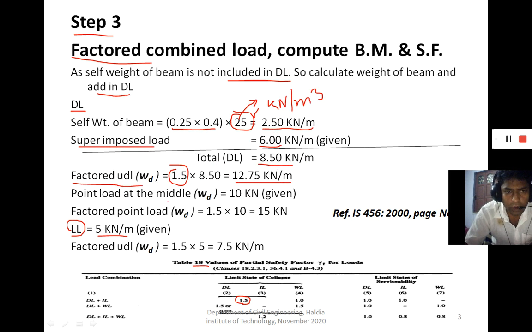So here the point load at the middle, so this is not correct. I made a mistake. Here the 10 kN is not given, it is 5 kN. As per the problem, 5 kN is given. So the factored point load is, 5 into 1.5 is how much? That is 7.5 kN.